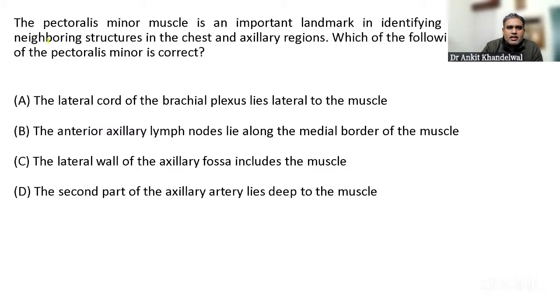The pectoralis minor muscle is an important landmark in identifying and describing structures. Which relationship of pectoralis minor is correct? The lateral cord lies lateral to the muscle? Not the muscle, but the lateral cord is lateral to the second part of the axillary artery. Anterior axillary lymph nodes are over here. The lateral wall of the axillary fossa includes the muscle? No, it is the anterior wall of the axilla. The second part of the axillary artery, yes, lies deep to the muscle. Remember, 1, 2, 3, three parts. The answer is option D.